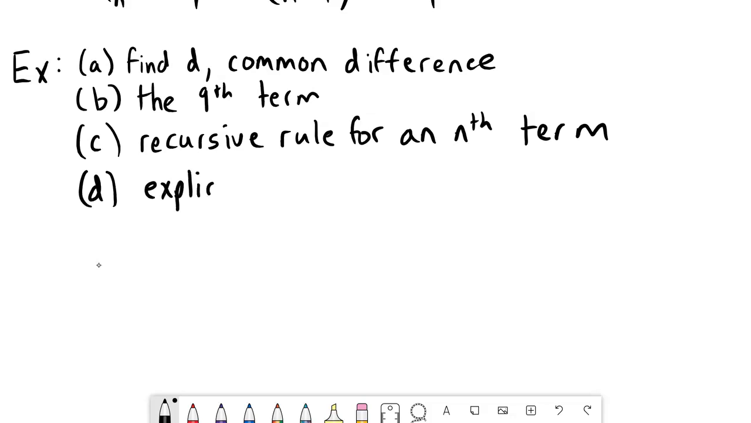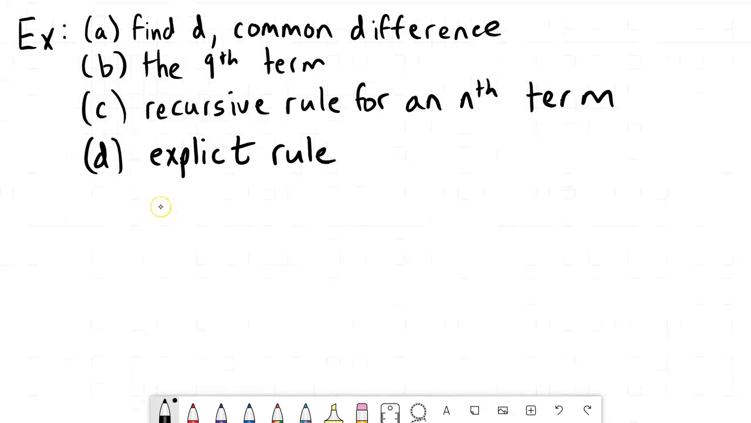This one's probably the most you'll see. The explicit rule you'll probably see the most often, and that's the most important because we can just plug in any number from there. So I'm going to do it in purple again. So the sequence that I'm going to give you is this sequence. So I'm just going to write it like this.